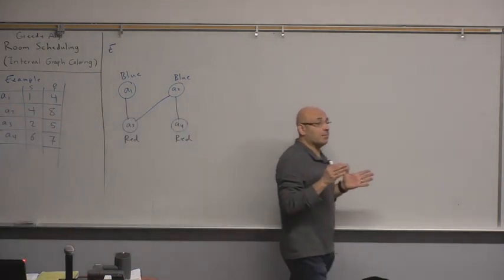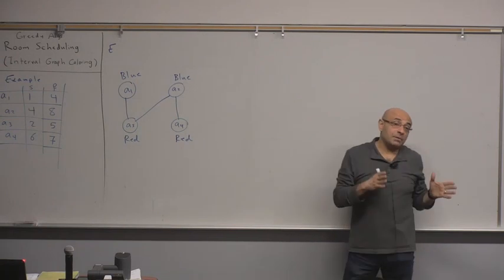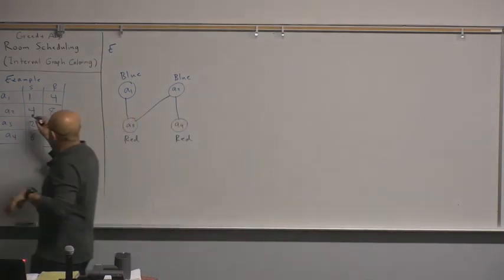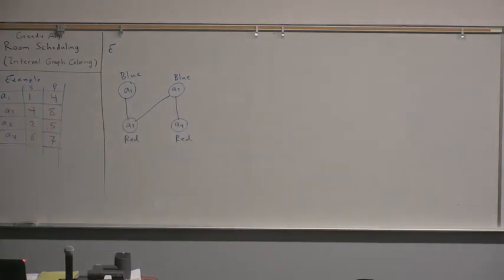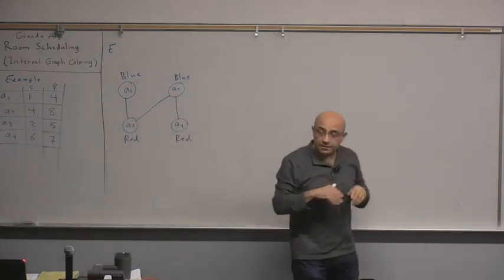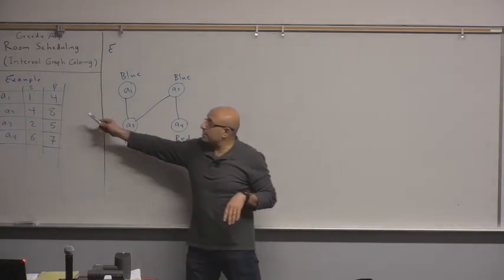So the graph coloring problem is an NP-complete problem. It's a hard problem. But this room scheduling problem is a special case of it that can be solved easily using a greedy algorithm, the greedy algorithm that we are going to study today. Why is it a special case? The room scheduling problem is a special case of the general graph coloring problem because the conflicts are caused by interval overlapping.